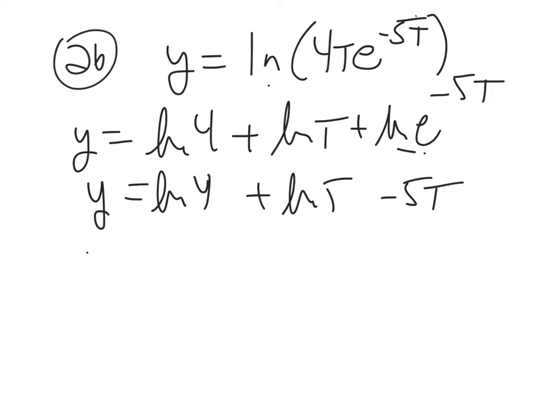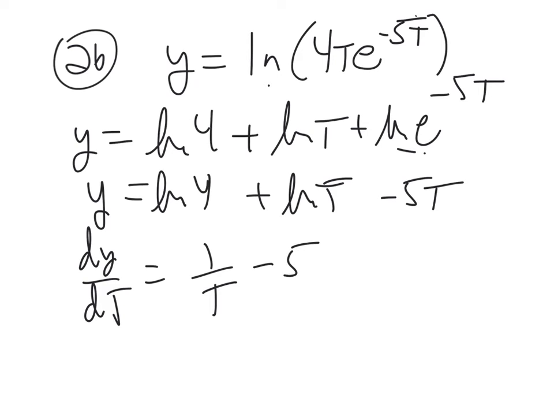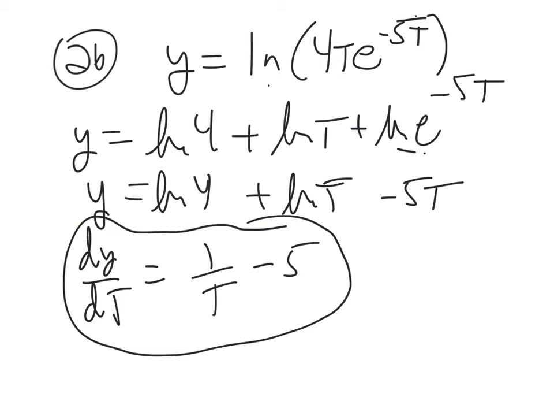So now let's take the derivative, so dy dt, or y prime. Ln of 4 is a constant, so we don't even need to worry about that. The derivative of ln t is 1 over t, and the derivative of negative 5t is negative 5. And that's the answer. You don't have to clean up any further. So this is the part that I wanted you to see, that ln of e, that's the part that throws people.